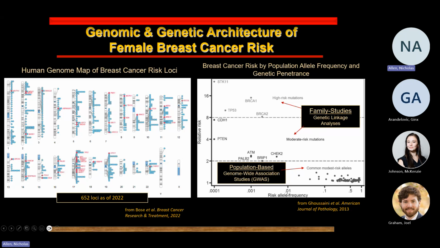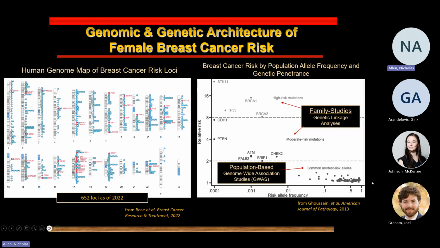If you draw a line here, these are all genes that were discovered using family studies, because the mutations that predispose to developing cancer are rare in the population. So families need to be studied where the incidence of the disease is higher. What they found in those studies is that for breast cancer, the architecture is that there are quite a few highly penetrant to moderately penetrant mutations segregating in the population.